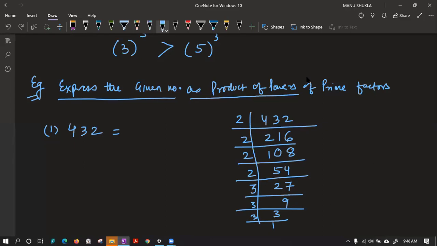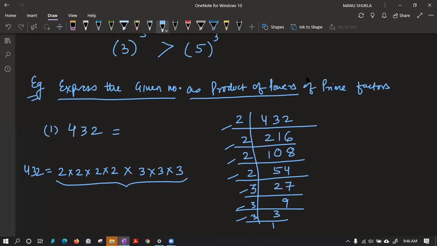Now what we can do is we can write the number 432 as 2 into 2 into 2 into 2, multiplied with 3 into 3 into 3. Tell me first, Mokshita, are you able to understand this thing? We can write the number 432 as multiplication of these prime factors. Is it correct? Please tell.